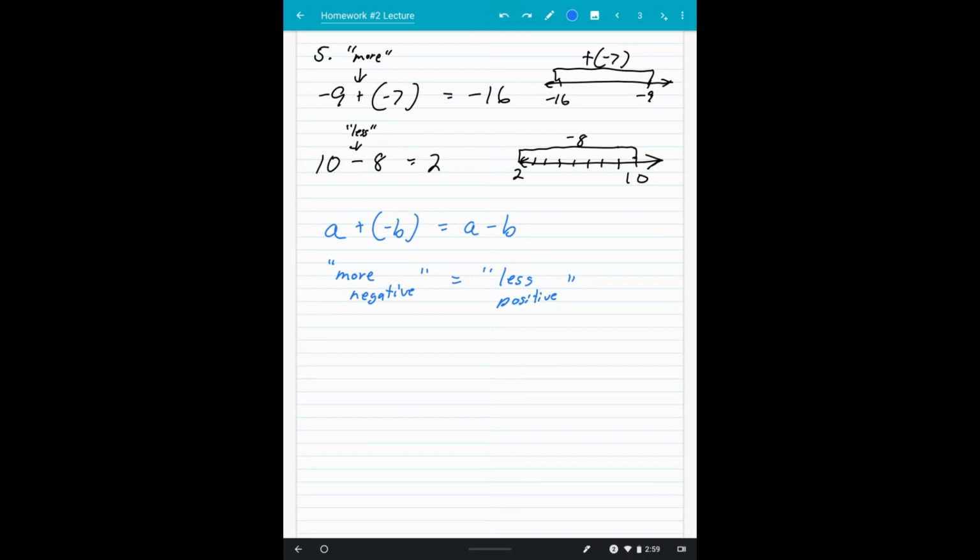So again, you spend money on your bank account, you're making it more negative, right? Because you're losing money. Less positive means the same thing. You no longer have as much money in there because you're making it less positive by spending money. Now let's talk about subtracting and then subtracting a negative number.